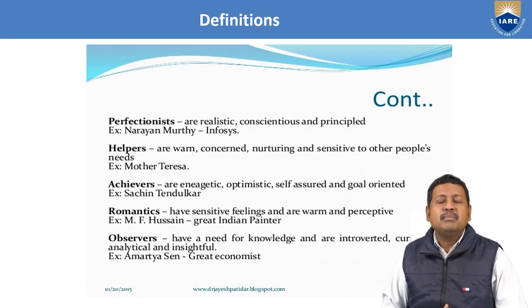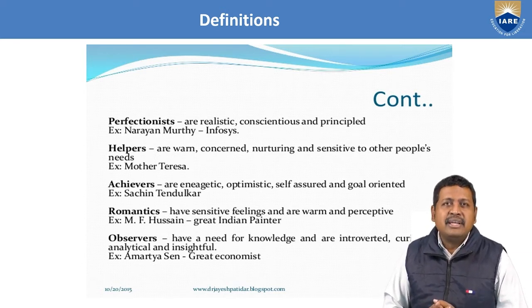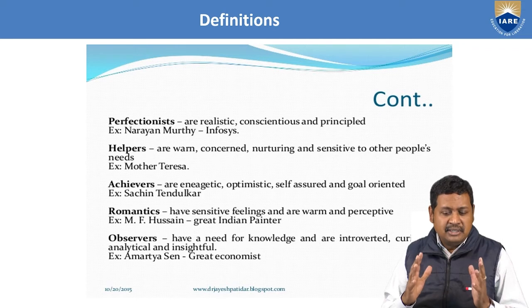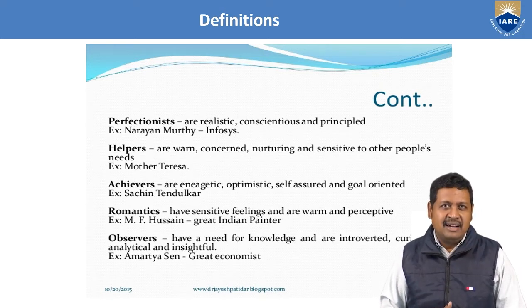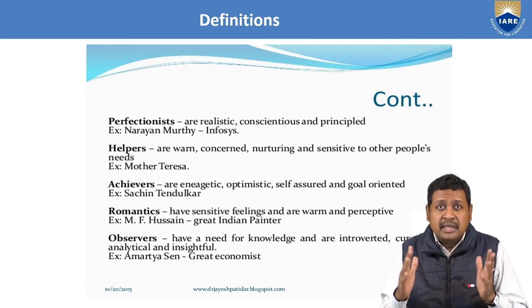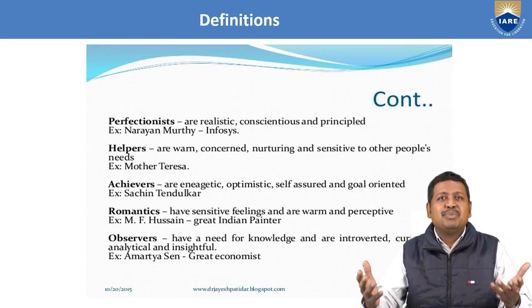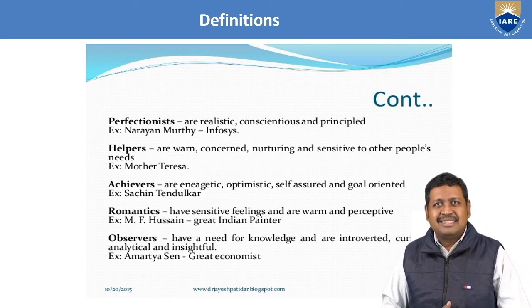The second one is helpers. Well, these helpers are warm, affectionate, loving and affectionate people. They're concerned, nurturing, and sensitive to other people's needs, requirements, demands. Best example is Mother Teresa. She's the one who was very selfless. She was not selfish, but selfless in serving the poor and the needy, in serving the sick and the downtrodden. Okay.